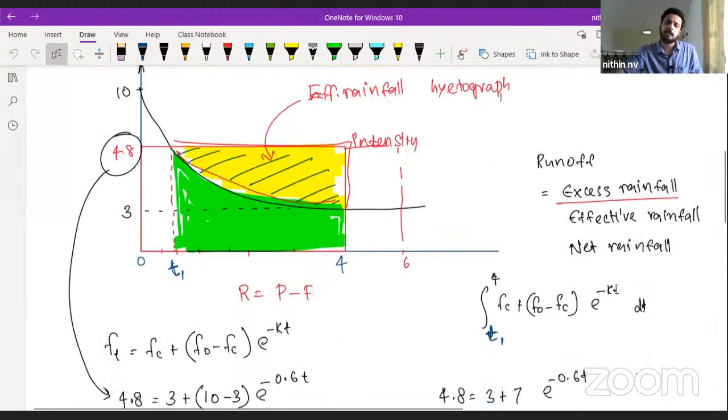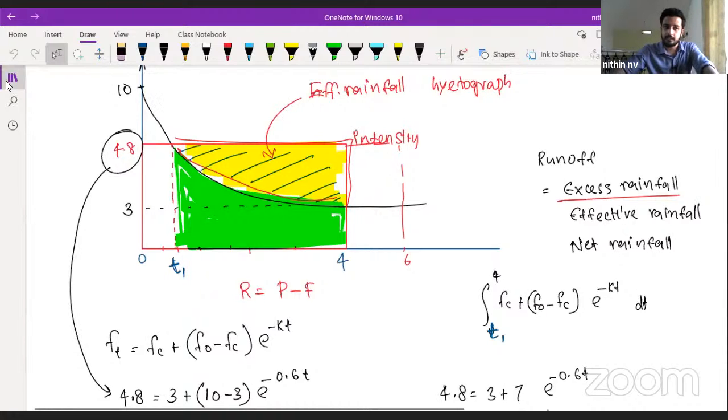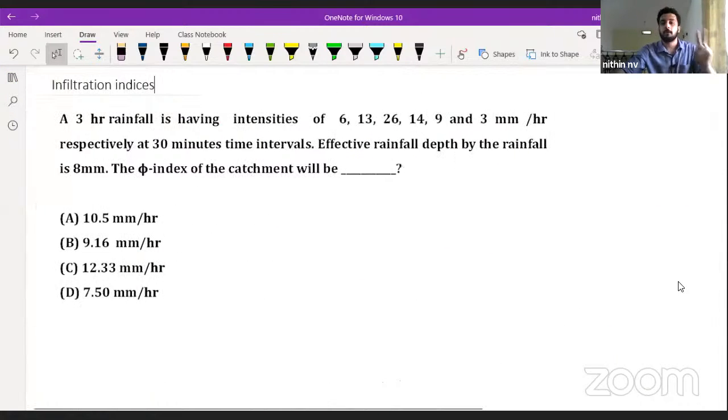So what we are actually doing, for simplicity in calculation and analysis, instead of taking this exponential reduction in the rate of infiltration, we are assuming one average value of infiltration. So that is nothing but our infiltration indices. We have two infiltration indices, phi index as well as W index. So this question is related to the infiltration indices. So just go through the question and try to solve it.